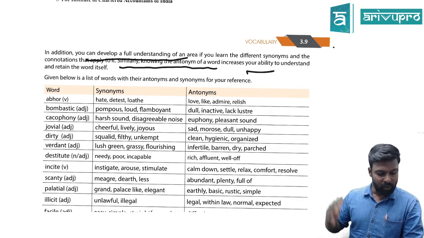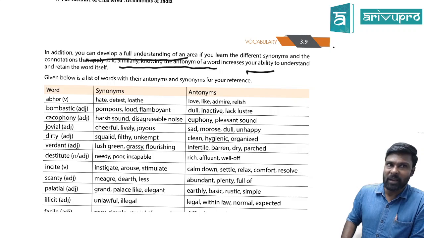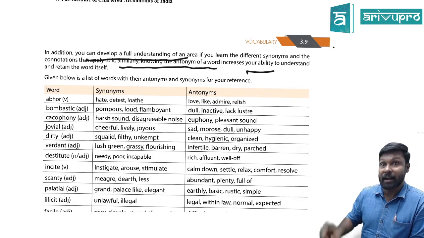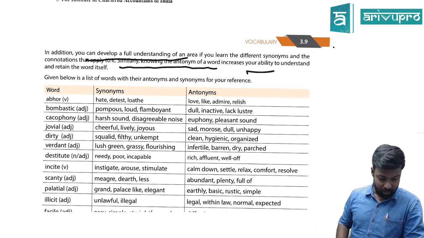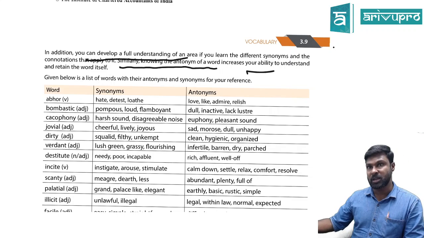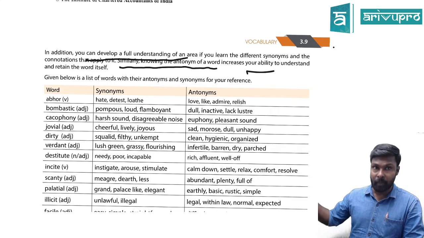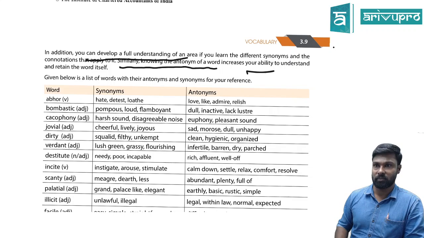Antonym: love, like, admire, relish. You don't say I relish him. That's wrong. I relish the food. So context specific is something that you need to keep in mind for antonyms as well. I love him because he is a good friend of mine. I like his character because he is someone who is very polite. I admire him because he has the ability to convince everybody. I relish the food because it's very yummy or tasty or whatnot. Understand? Next one.